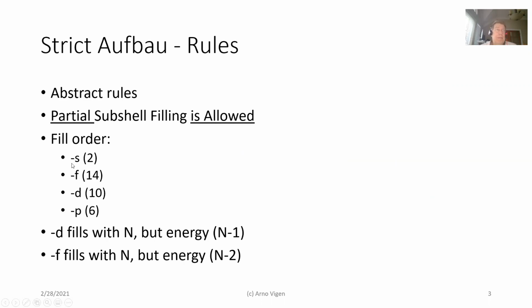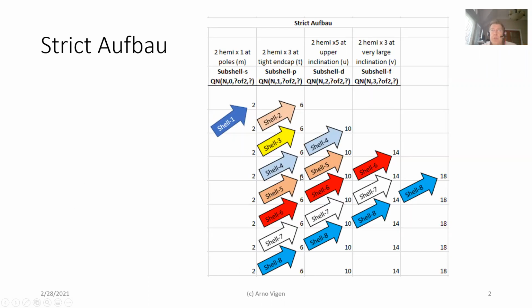And then, as I said, the fill order is S, then F, then D, then P, with that D filling with N, but having energy of N minus 1, and F, N, and energy of N minus 2, which is partially why I have these tails sort of going up, so that the energy here is 2 above the energy here. So shell 6's 14 has the energy like shell 4's 6.